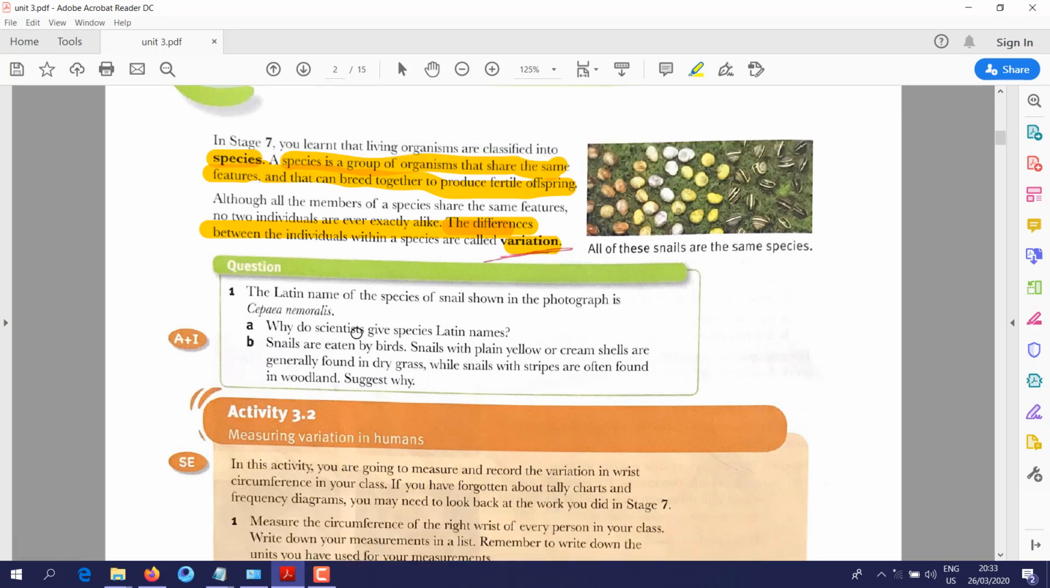Then, species have names. Each species has a specific name. The Latin name of the species of snail shown in the photograph here is Cepaea nemoralis. Why do scientists give species a Latin name? Why does each species have a Latin name? The answer simply is to identify them, to separate them from the other organisms. So each species has only one name, a unique name for it.